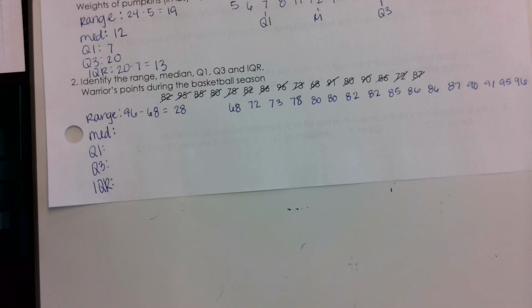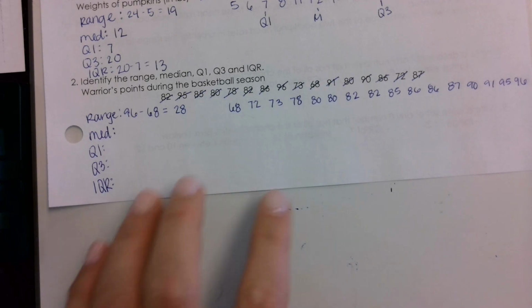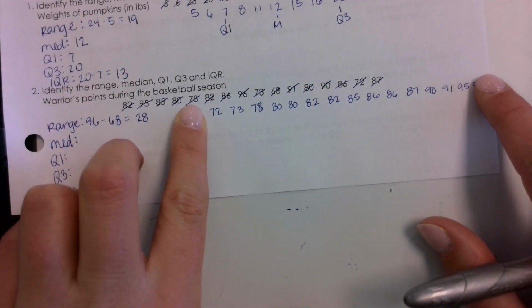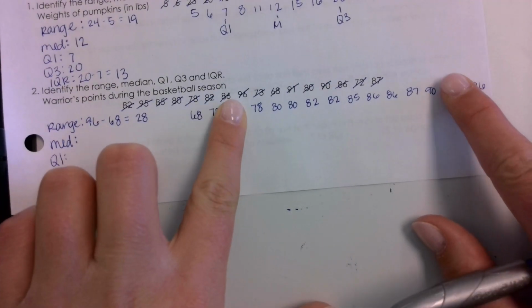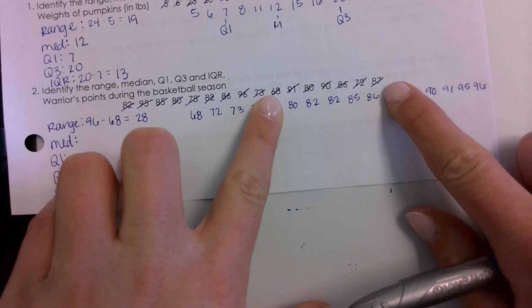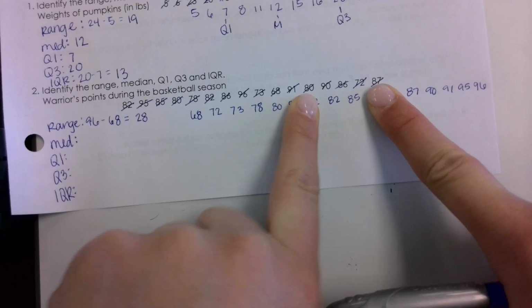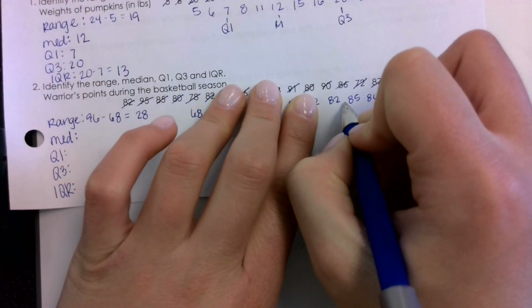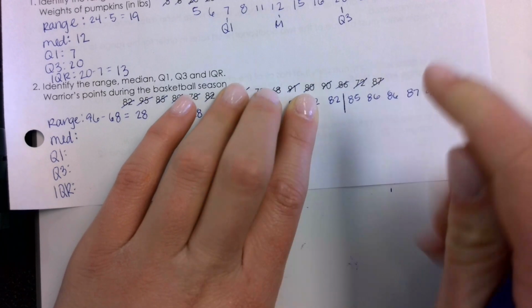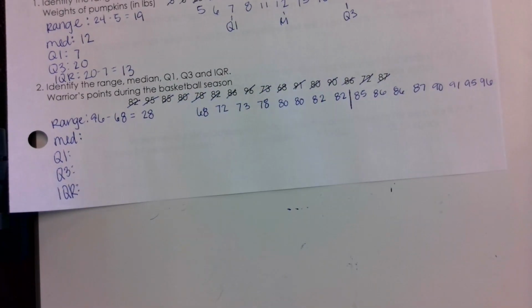So once we've got it in order from least to greatest, we need to find our median to find Q1, Q3, and IQR. So to find your median, what are you going to do? Mark it out so we get to the middle. So these two go together, these two go together. What happens? We've got 2. So how do you find the median when there's 2 left? Add them, divide by 2. So 82 plus 85 divided by 2. What do we get?